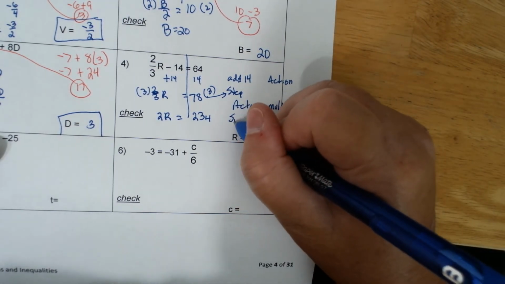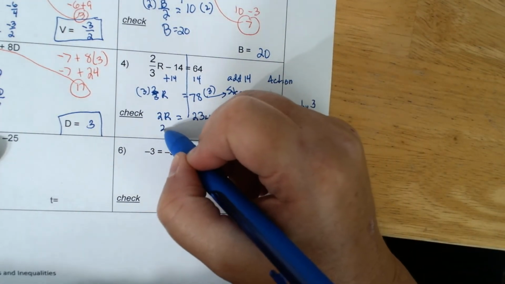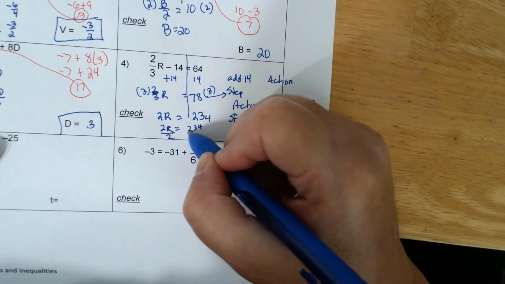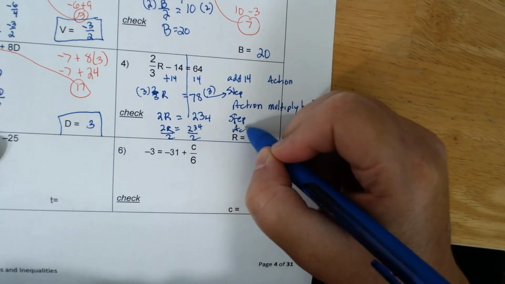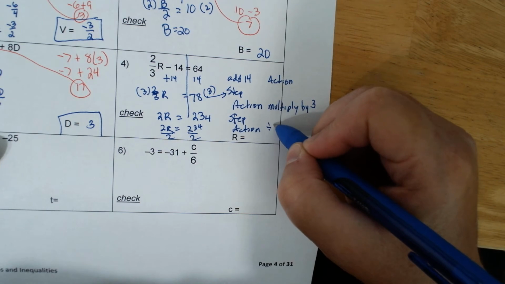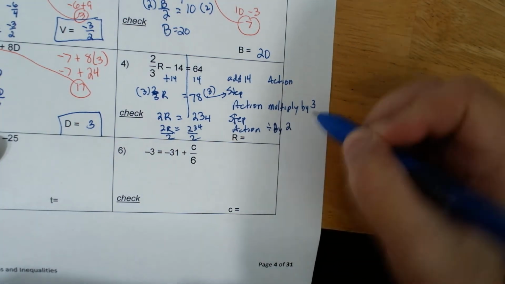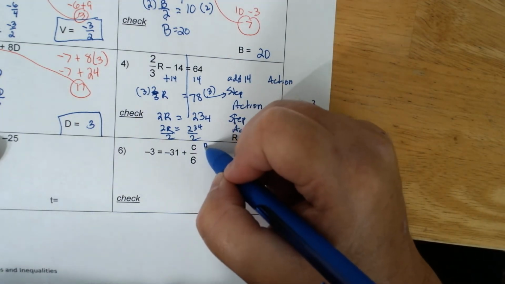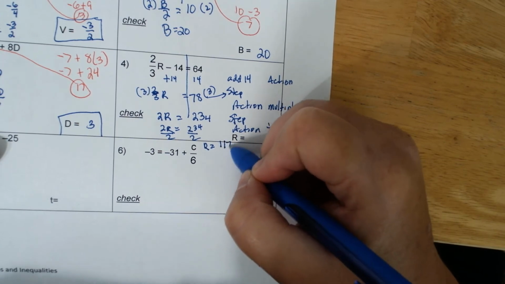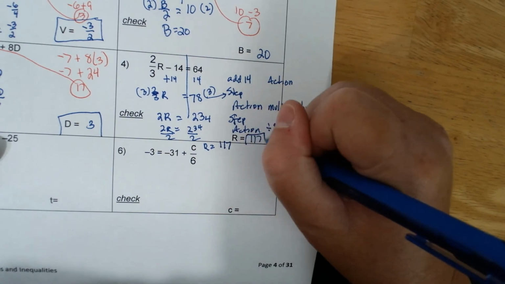Okay, this would be step. And then action, 2 times r. So 2r equals 234. Divide by 2, divide by 2. So action would be divide by 2. Okay, so you would have r equals 117. So r equals 117.